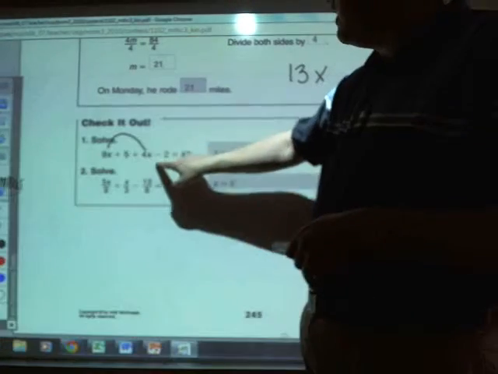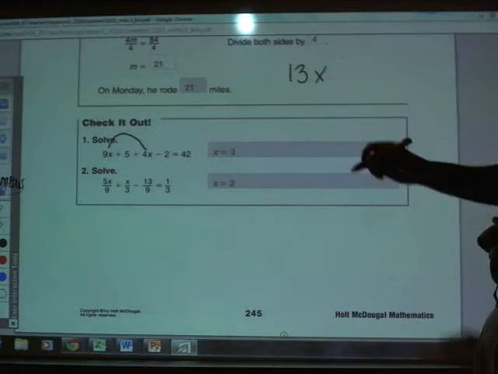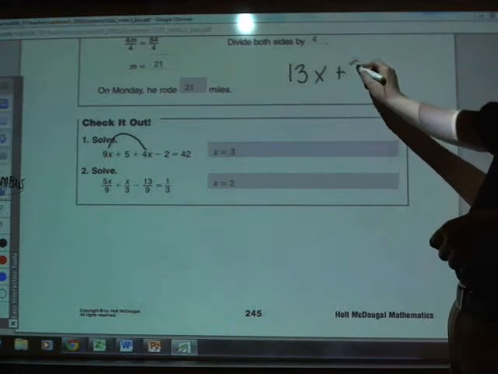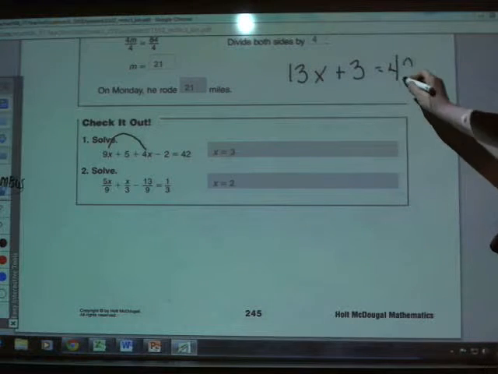And then I've got this 5 minus 2 here. We can simplify that 5 minus 2, and of course that's going to change into 3. And that whole thing is going to equal 42.